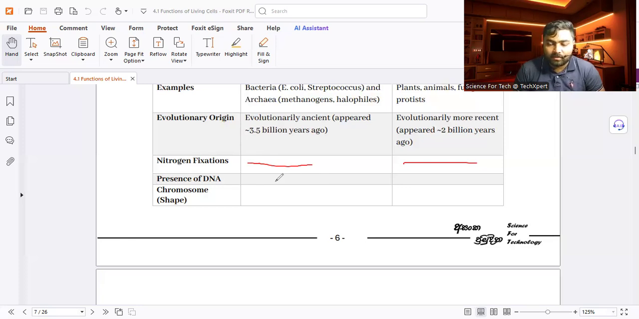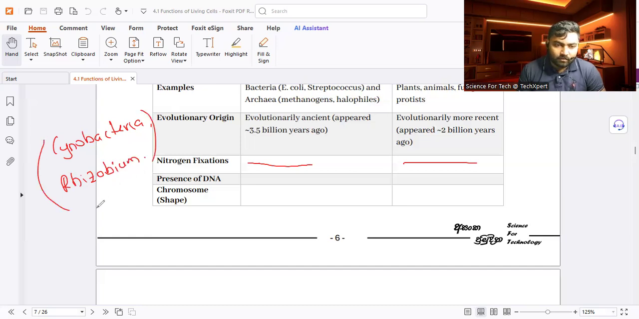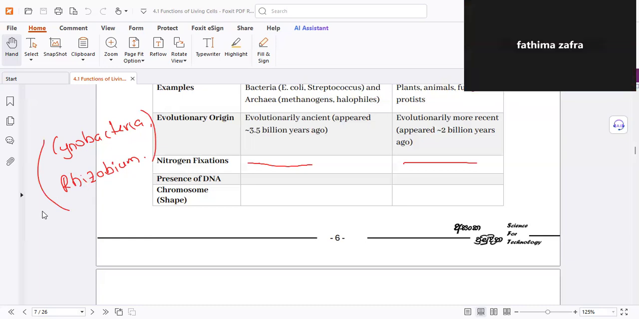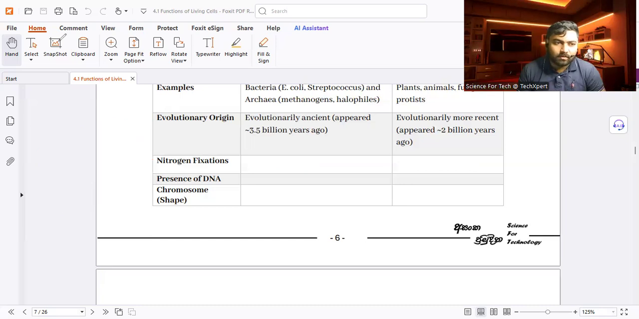Some bacteria, within brackets, cyanobacteria. Although we have to talk about this one in the next lesson, okay? Lesson 4.2. And rhizobium. Cyanobacteria, rhizobium. There are a lot of bacteria, but here those are the ones.